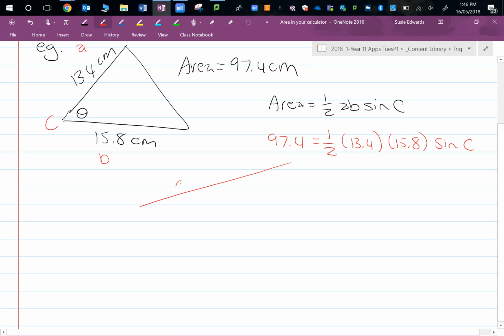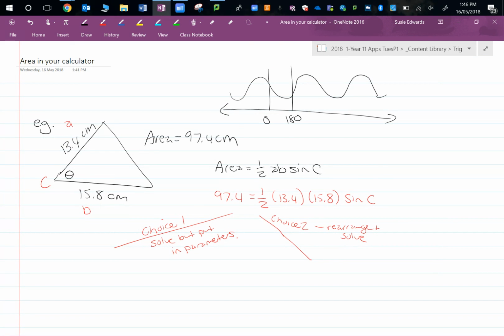All right, so then we have choices here. We have choice 1 and we have choice 2. Choice 2 is rearrange and solve. Choice 1 is solve, but put in parameters. Okay, so it's up to you which one you want to use. You'll still get the right answer either way.